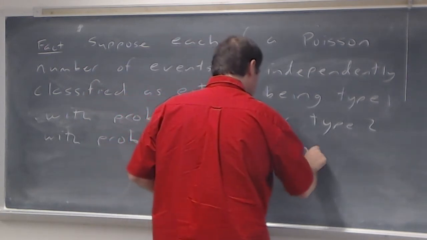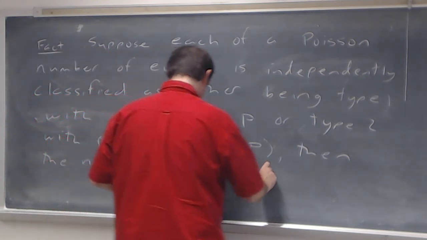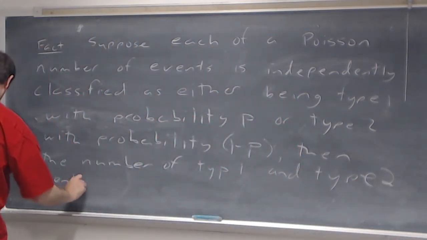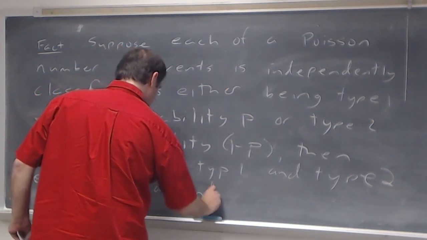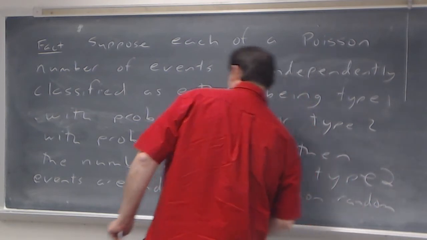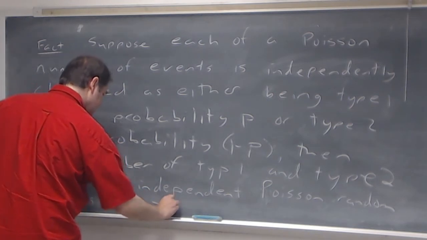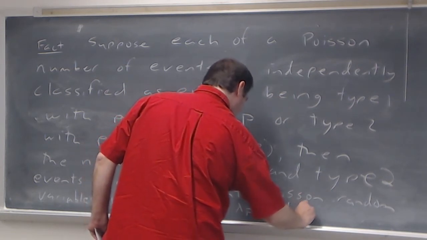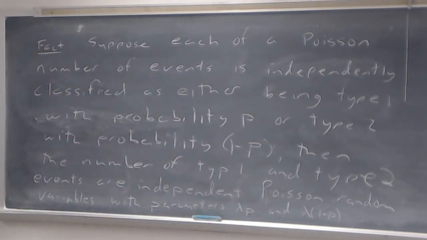Then the number of type 1 and type 2 events are independent Poisson random variables with parameters lambda p and lambda times 1 minus p, respectively, for type 2, the number of type 1 there.